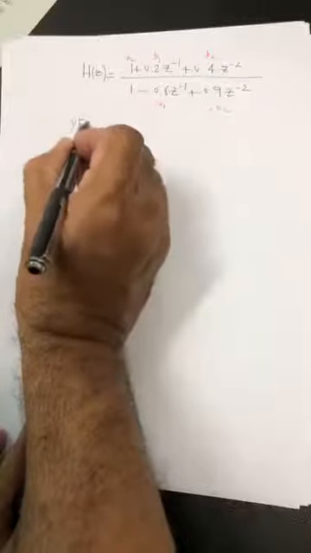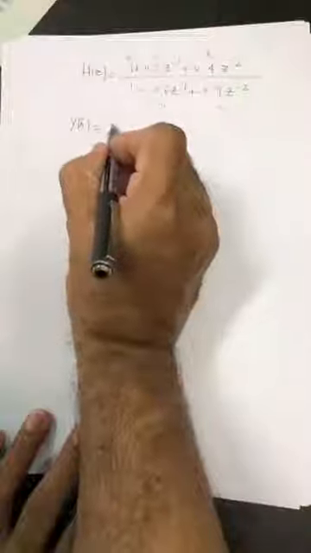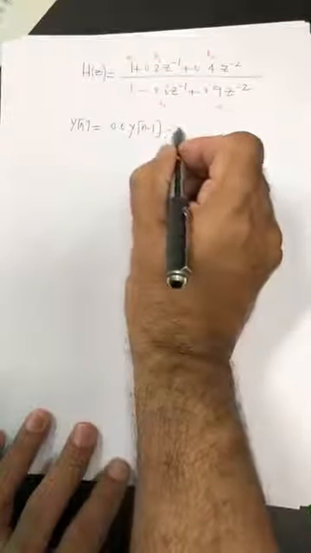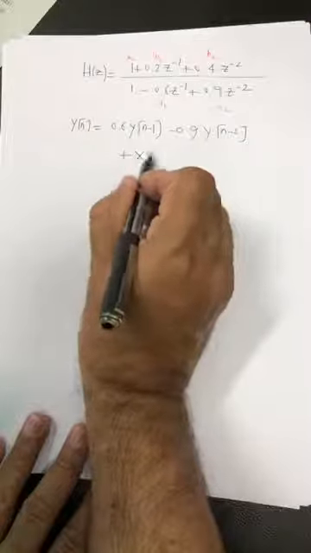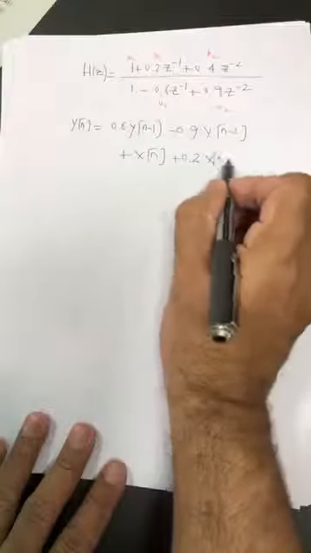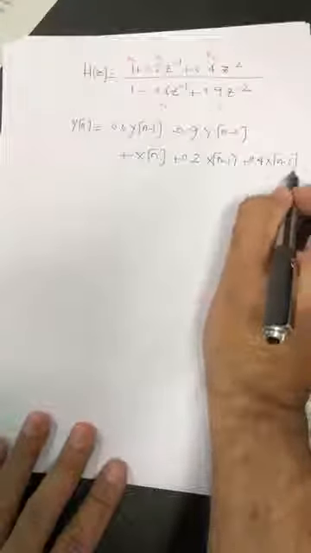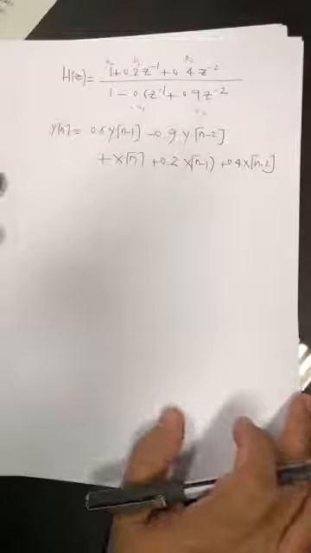y of n is equal to, so this will go on the other side and become 0.6 y of n minus 1 minus 0.9 y of n minus 2 plus x of n plus 0.2 x of n minus 1 plus 0.4 x of n minus 2. Okay, so this is the difference equation. If asked to write the difference equation, you can write it.